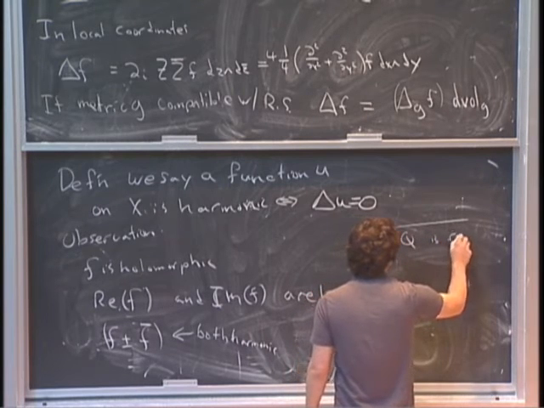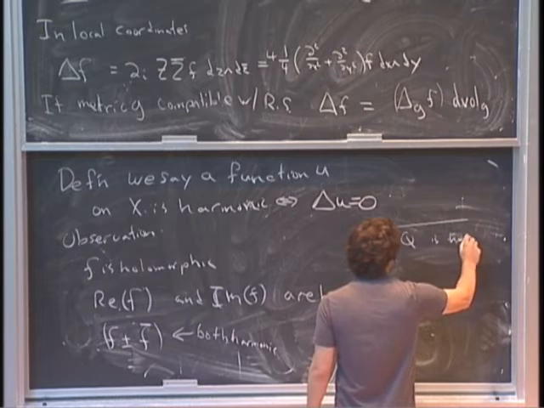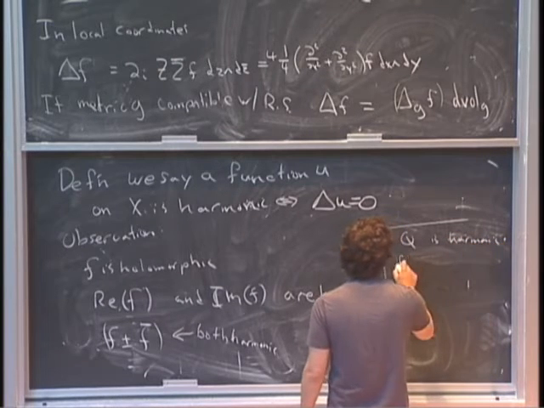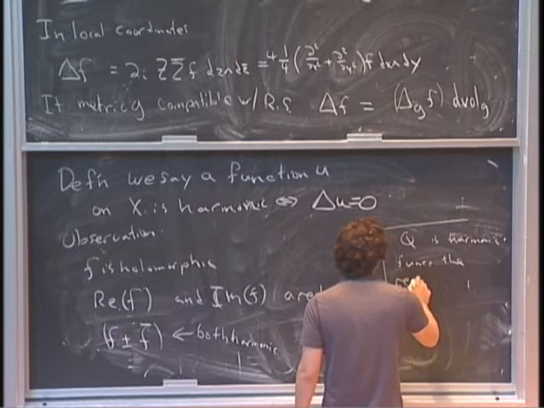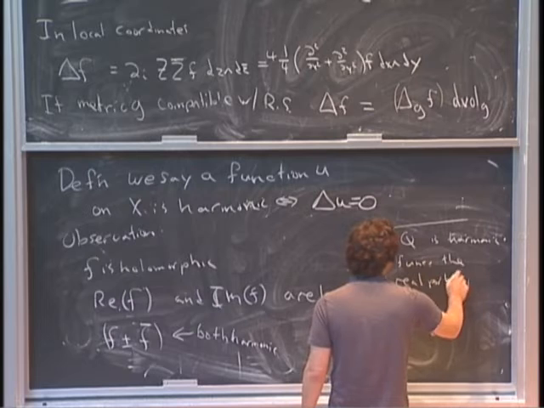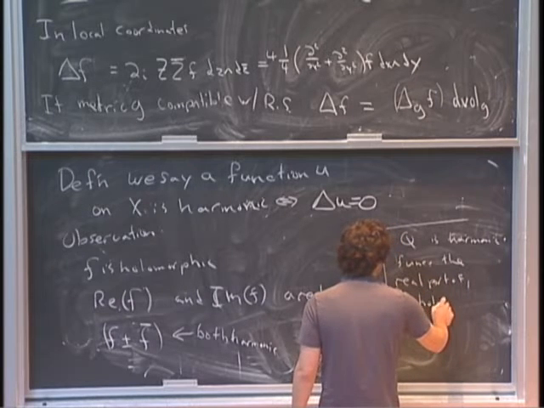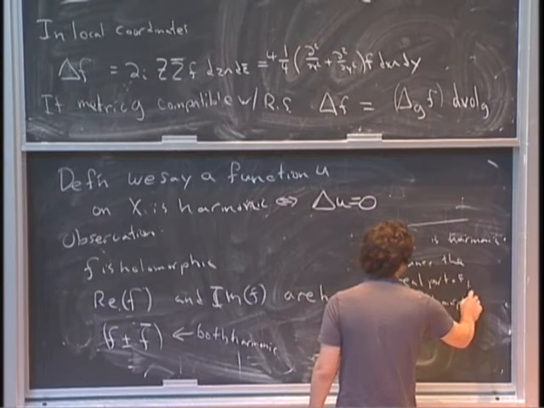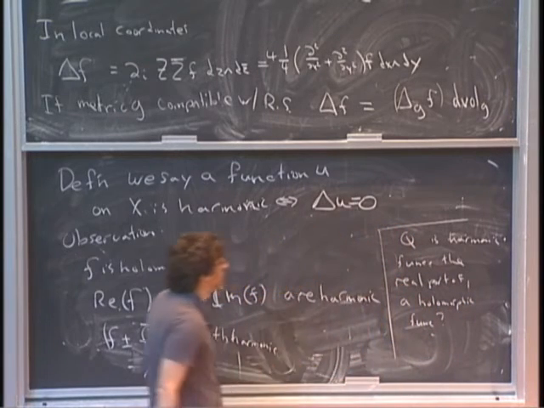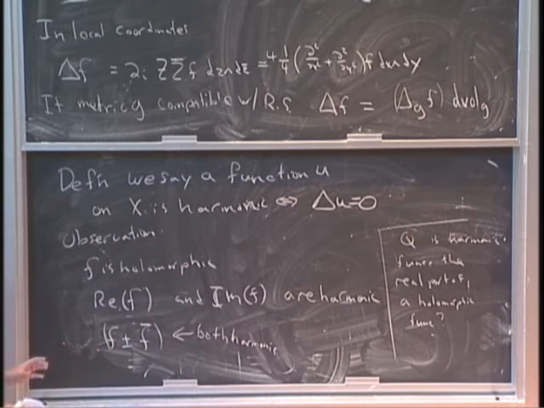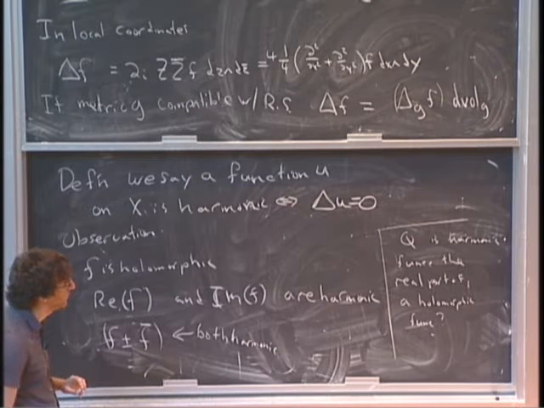is a real valued harmonic function the real part of a holomorphic function? So you probably remember from complex analysis that in a domain in the plane that's simply connected, so a disk, this is true, there's always a so-called harmonic conjugate.